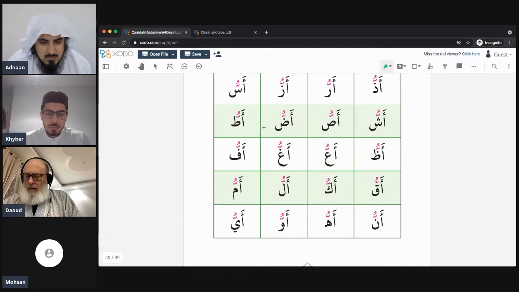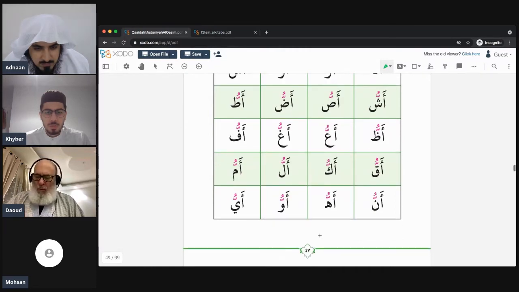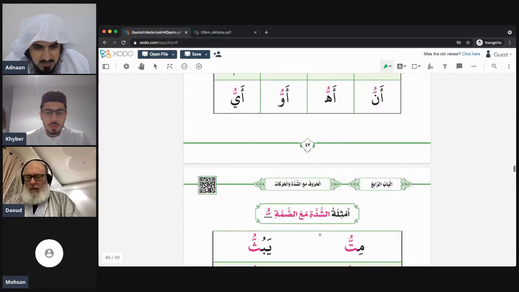Afu. Aku. Alu. Amu. Anu. Ahu. Annu. Awu. Ayu.